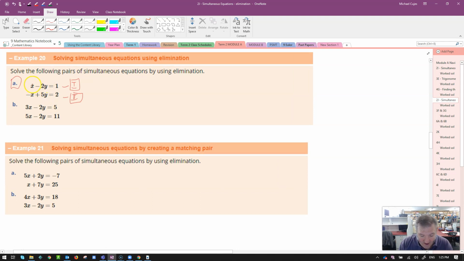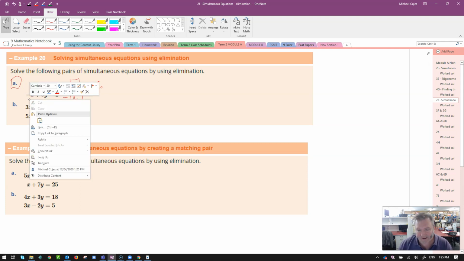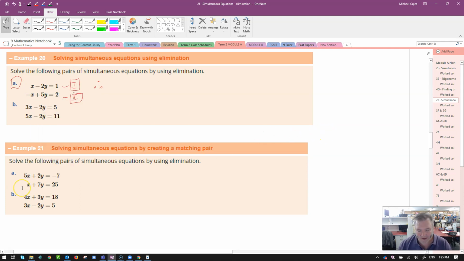All right, now are the coefficients of either x or y the same magnitude? Yep, I can see the number in front of x is 1 in the first equation. It's negative 1 in the second equation. So I'm right to go. Now, am I going to add or subtract? Well, if I've got a positive and a negative, if I add them together, that's going to eliminate the x. So I'm going to go equation 1 plus equation 2.